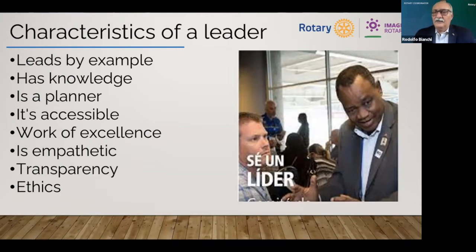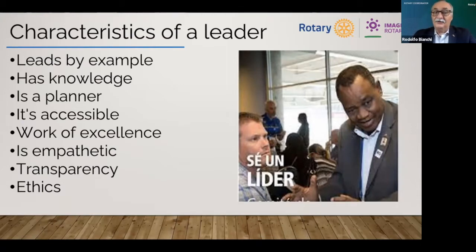A leader has to be accessible. If you don't take care of your peers, of your members in your club, and you're not accessible, you're not a leader. You have to share with all your members, with all your president peers, and do work of excellence. You have to try to do the things the best you can with your team, with your club. A leader is empathetic. The more empathetic you are, the more wonderful projects you will be doing, because you're going to put yourself in other people's shoes and understand better what they need.